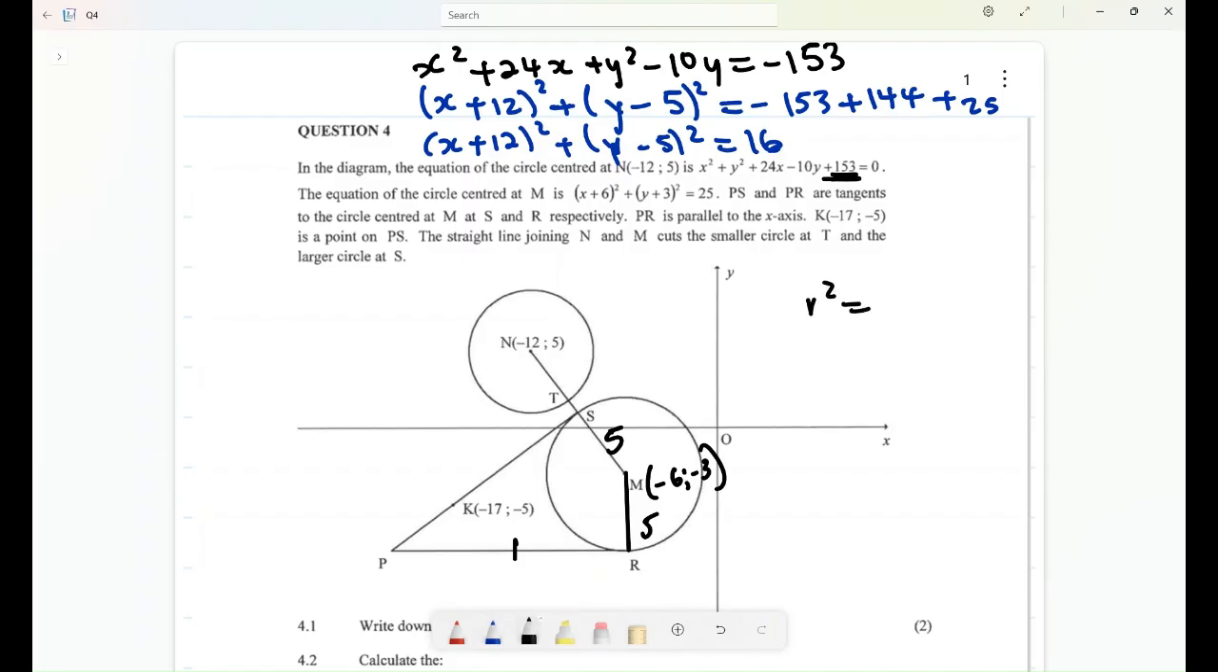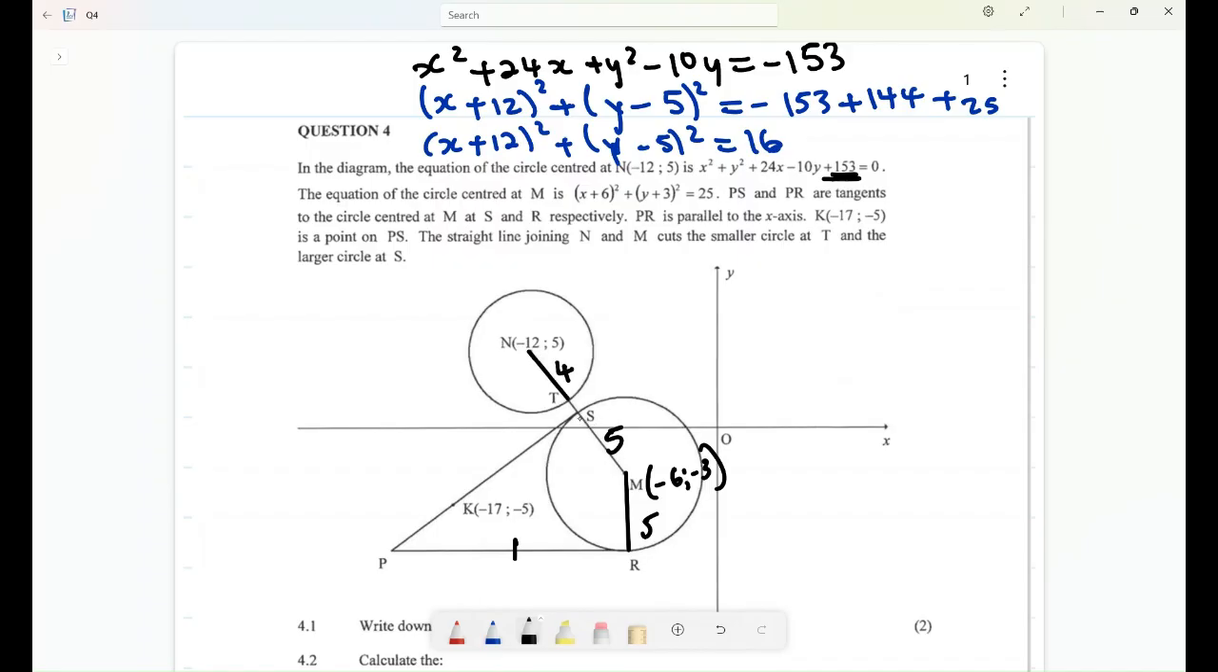If your r squared is equal to 16, therefore it means your r is equal to plus or minus 4. But remember, your radius is just a positive value. So r is equal to 4 there, because r is just a distance, just a distance between the two, so it means NT is going to be 4. Just square this, you get 4 there. Let me highlight that. N to T is 4 units.